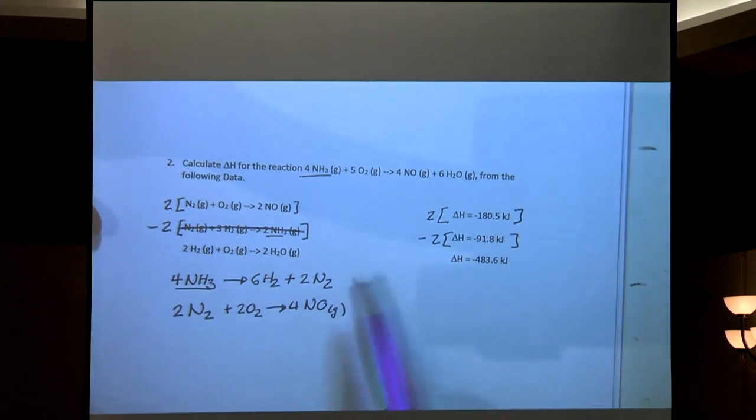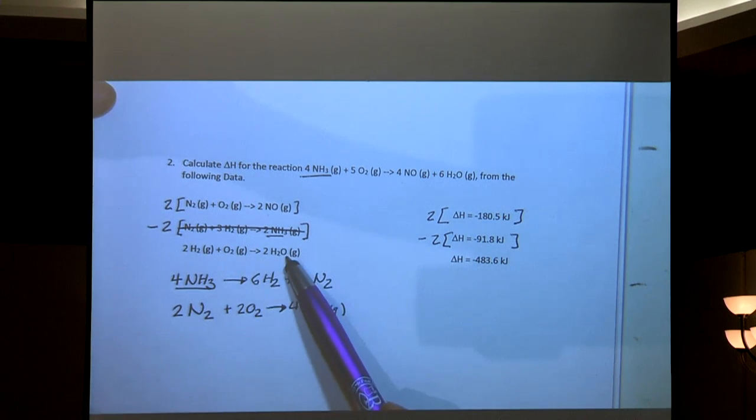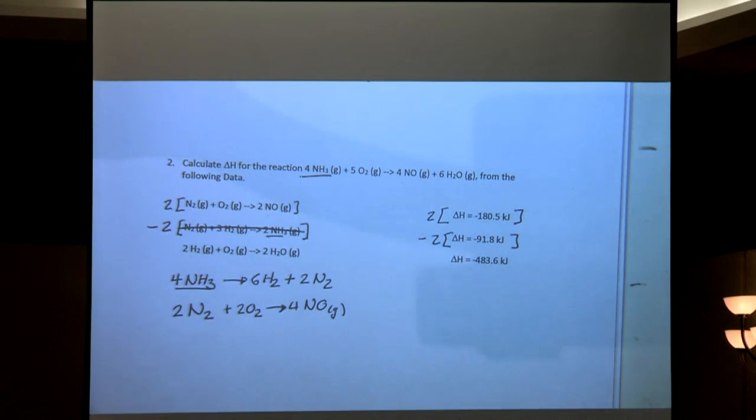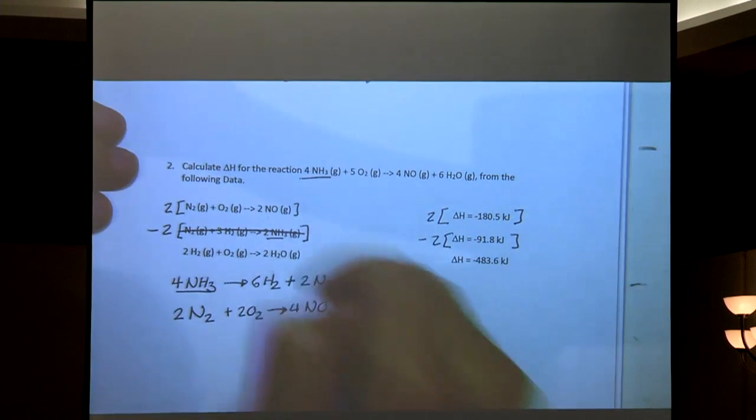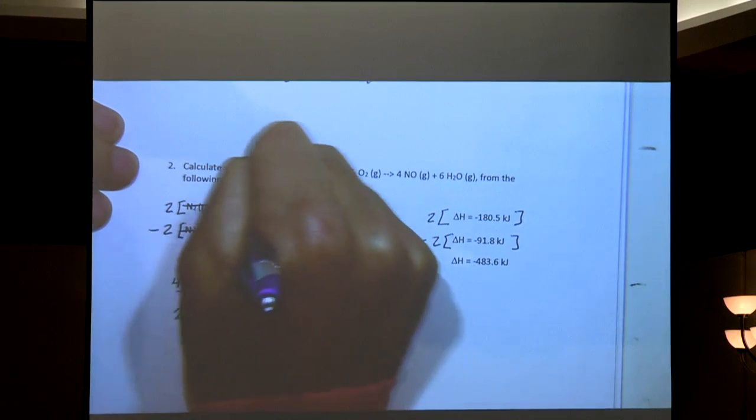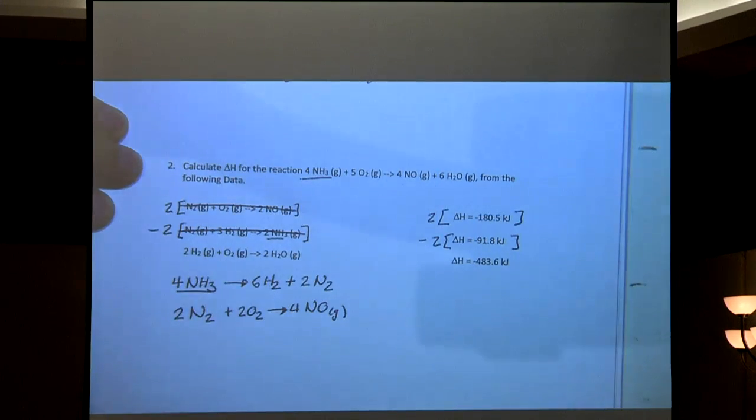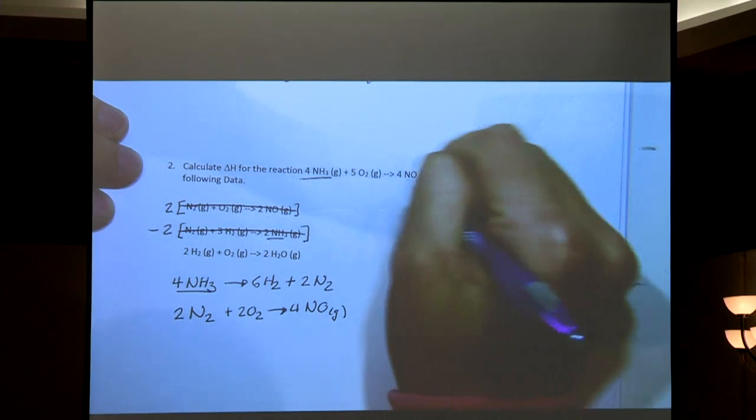Keep the states. Don't get lazy and not write the states like I am. Keep the states because sometimes it'll have H2O as a gas and H2O as liquid, and that's a little tricky, but sometimes they do it and they don't cancel out. If it's in different states, it doesn't cancel out. Okay? So now I'm going to go ahead and cross this one out because I'm done with this one. So we already did this one and that one.